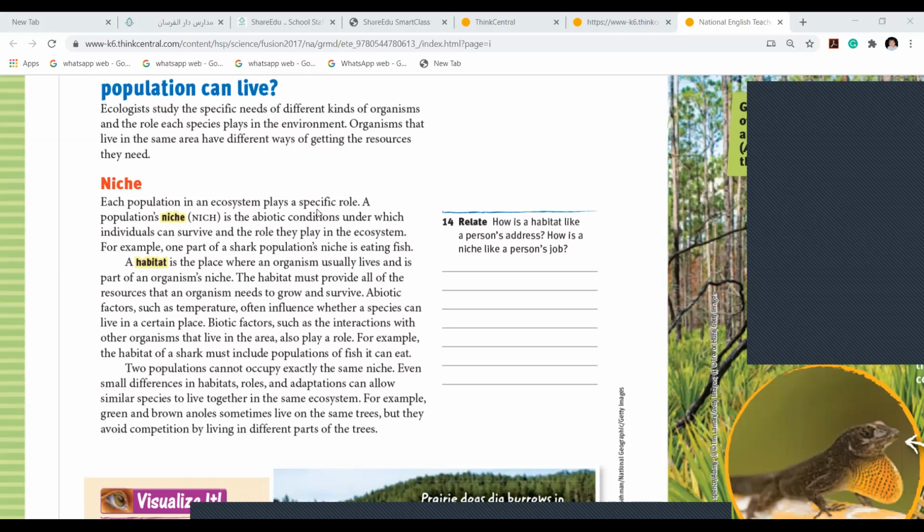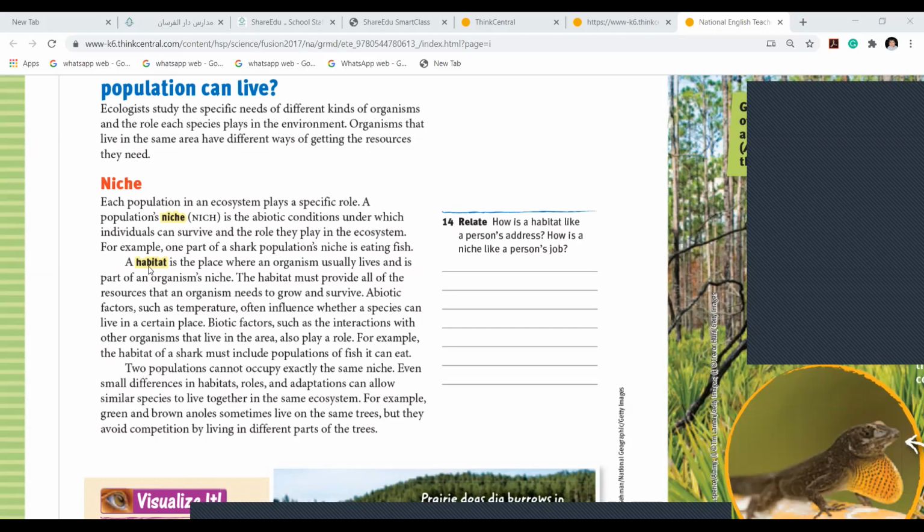This is called niche. For example, one part of a shark population's niche is eating fish, right? Sharks eat fish. So this is their role, in the ocean. So we say that it's their niche. Okay? Did you understand about it? Yes. Now, a habitat is the place where an organism usually lives.